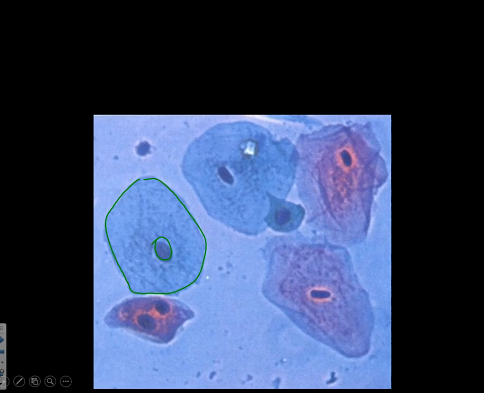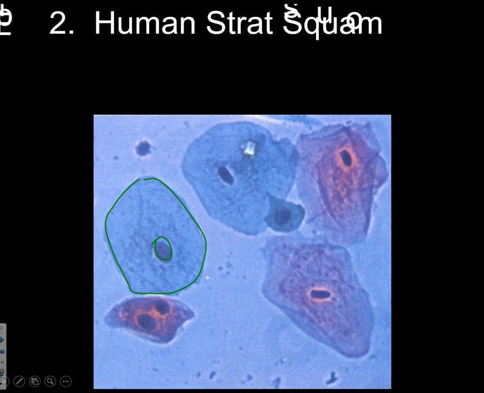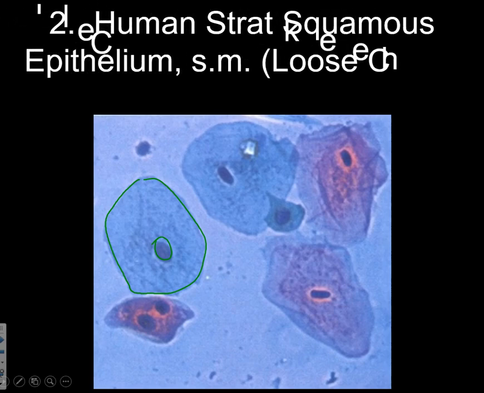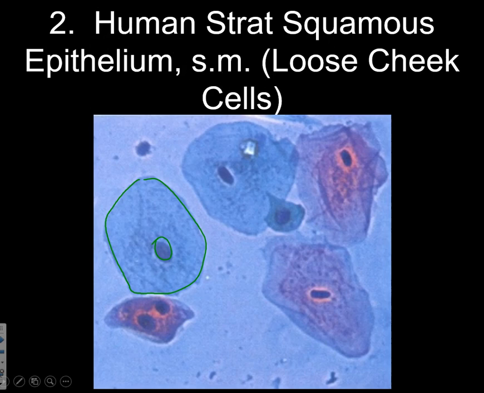I happen to know that these are stratified squamous cheek cells, but they would be if they were in situ in there, so the tissue stacked up one on top of the other. Right now we're looking at them at the apical surface of these.